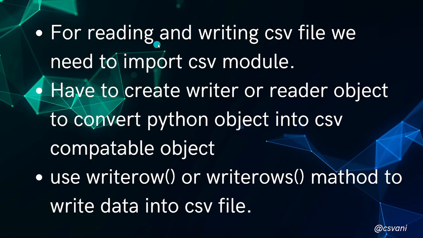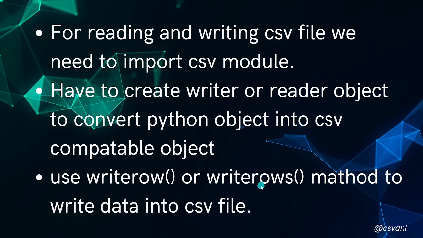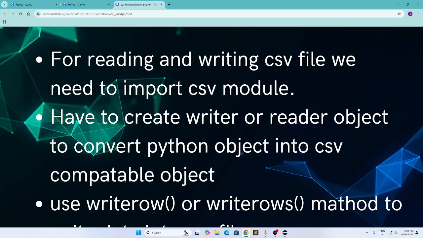For reading and writing a CSV file, we need to first import the CSV module. Then we have to create a reader and writer object to convert the Python object into a CSV compatible object. That is the second step. The third step is to use the writerow and writerows methods of CSV to write the data onto the CSV file. So let's go to the system first, and then we will start writing code, and I will walk you through how it is working.